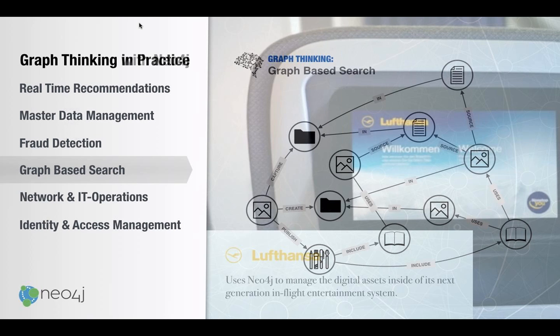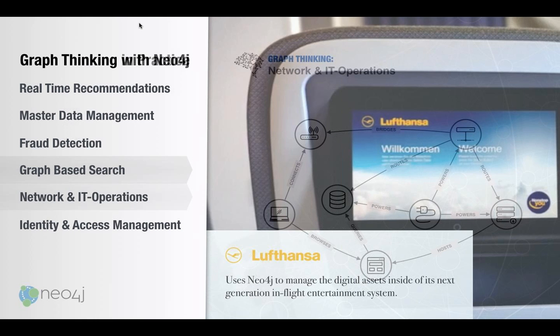Graph-based search I talked about a little bit before, about how Google actually sees the world. That same idea that Google uses, you could use in any domain that you've got. If you've got a knowledge base, or you've got content management systems, or you're trying to do digital rights management or something, graph-based search is what lets you take advantage of all the relationships between the pieces of content themselves, and then use that to actually find things that matter, rather than trying to rifle through all the information in a raw fashion looking for things. For instance, this is what Lufthansa does for their next generation in-flight entertainment system.